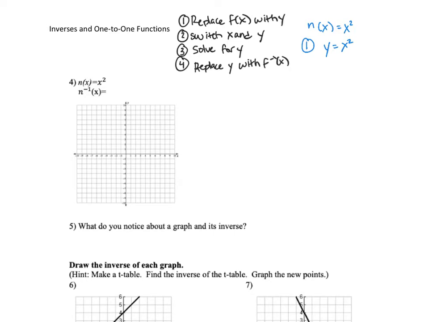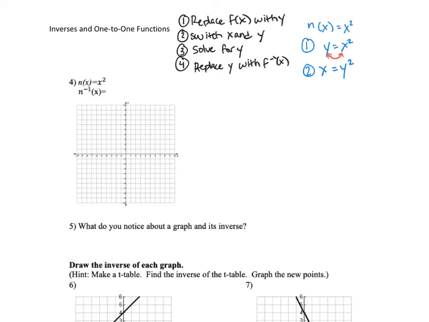Next step is we are going to switch our x and our y values so that we have x is equal to y squared. And then the third step is to solve for y. The reason we start by switching x and y and then solving for y is because we're essentially undoing all of the steps, going in reverse order from what the original function is asking us to do.